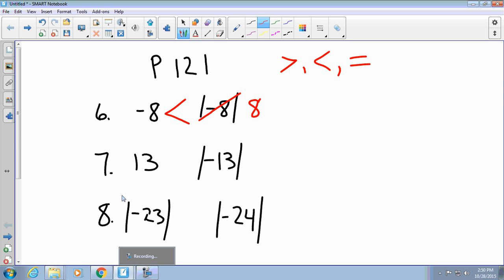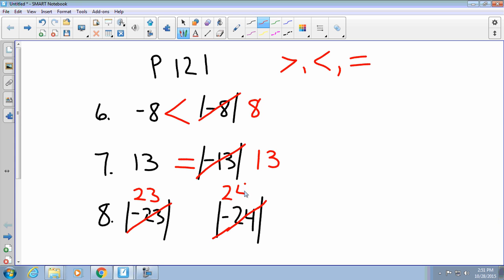For number 7, it's -13, and the absolute value of -13 would simply be 13. 13 is equal to 13. For this one, number 8, the absolute value of -23 would simply be 23, and the absolute value of -24 would simply be 24. So 23 is less than 24.